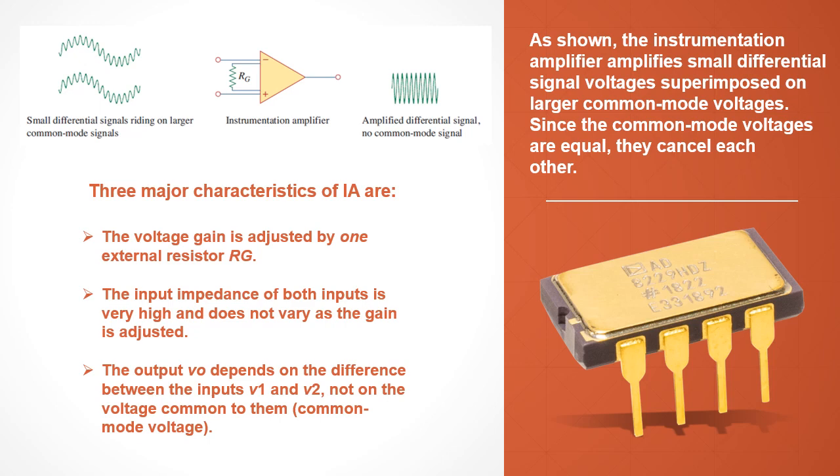The 3 major characteristics of the IA are: the voltage gain is adjusted by one external resistor Rg. The input impedance of both inputs is very high and does not vary as the gain is adjusted. The output V0 depends on the difference between the two inputs V1 and V2, not on the voltage common to them, that is the common mode voltage.